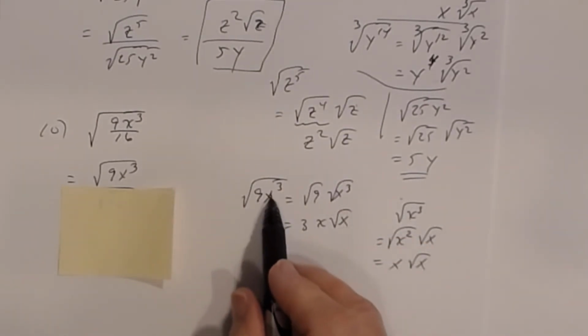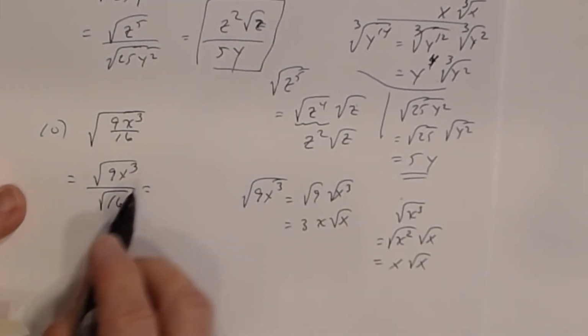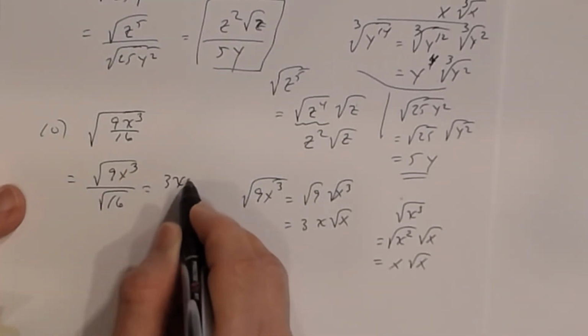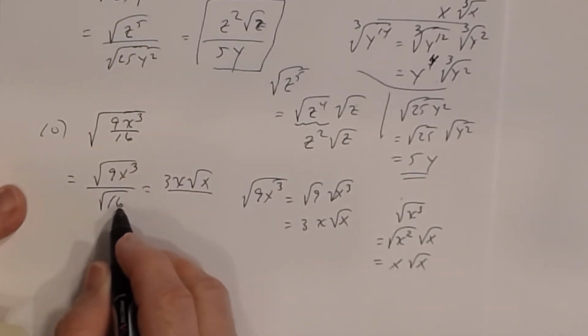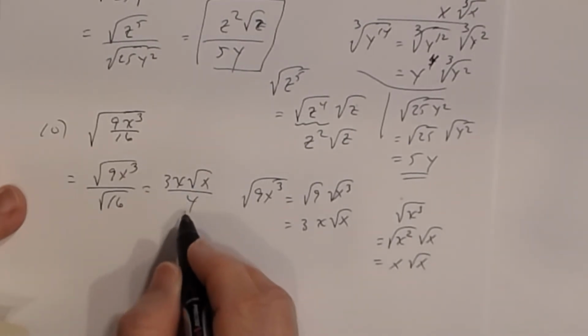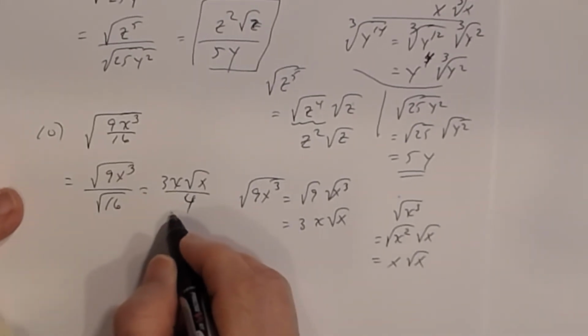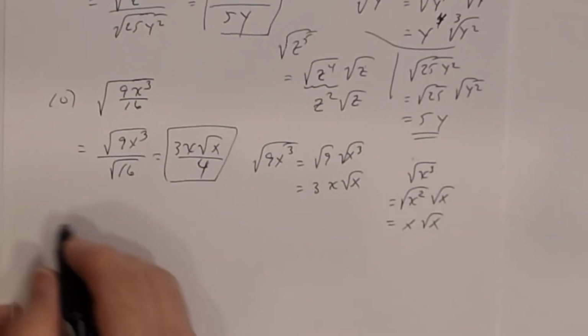So the square root of 9x cubed is this. So we put that here: 3x square root of x. The denominator is easy because 16 is a perfect square. The square root of 16 is 4. And I cannot simplify, there are no factors I can reduce. So there's the answer.